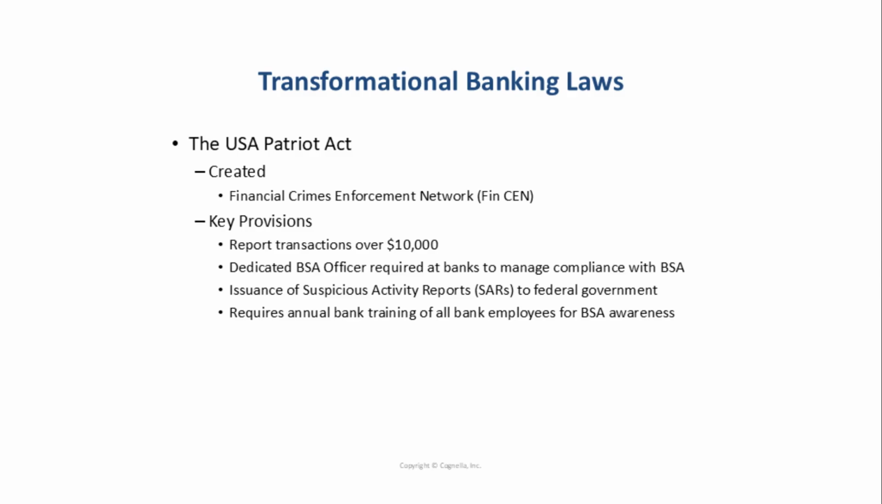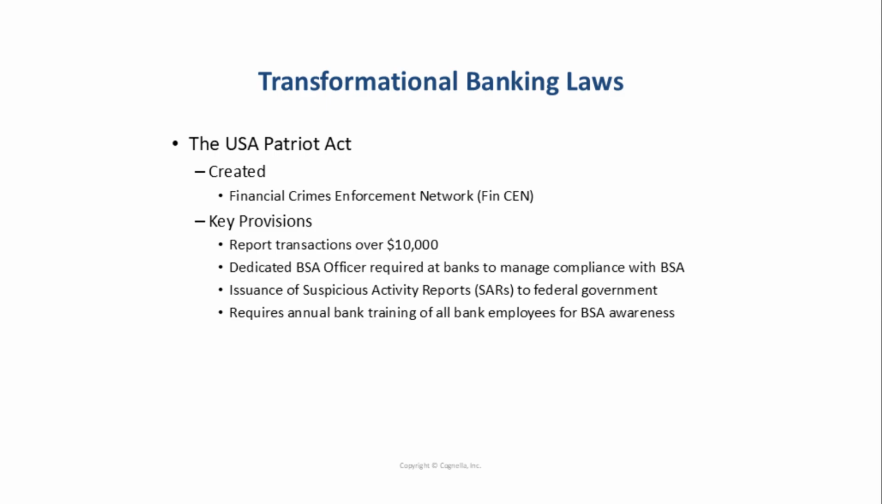The USA Patriot Act was passed in 2001, right after the September 11th terrorist attacks. Its purpose was to strengthen national security by giving financial institutions a bigger role in preventing terrorism financing and money laundering. The act created FinCEN, the Financial Crimes Enforcement Network, as a hub for gathering and analyzing financial intelligence. Banks became key players in this effort.